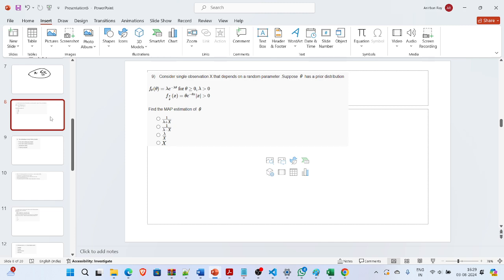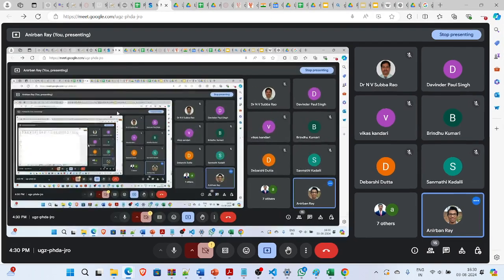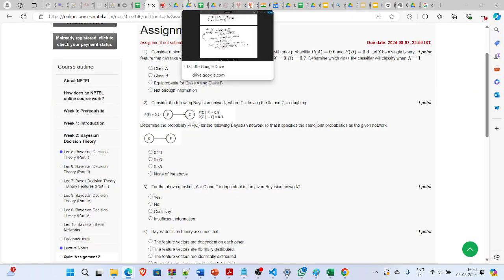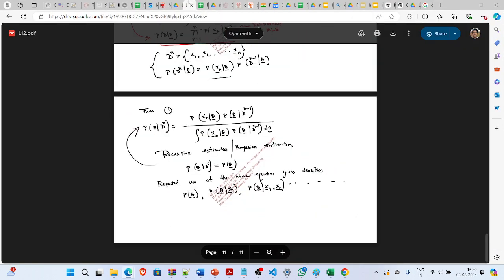Okay. But what happens is that the evidence part is not dependent on the parameters because we sum the parameters out. So evidence, actually I should explain it more, I think. You may not be familiar with the words evidence and everything. So this is the MAP one.